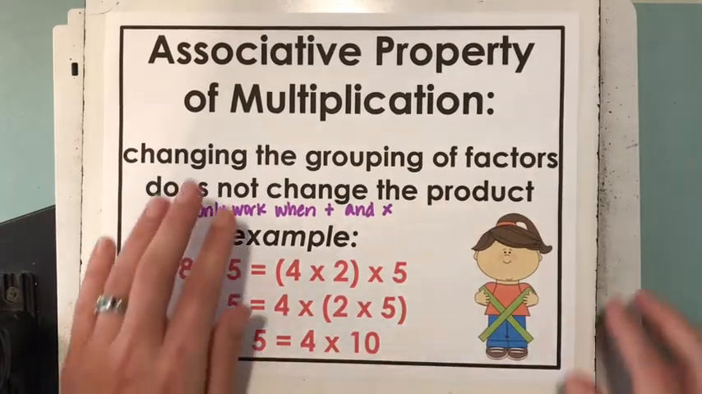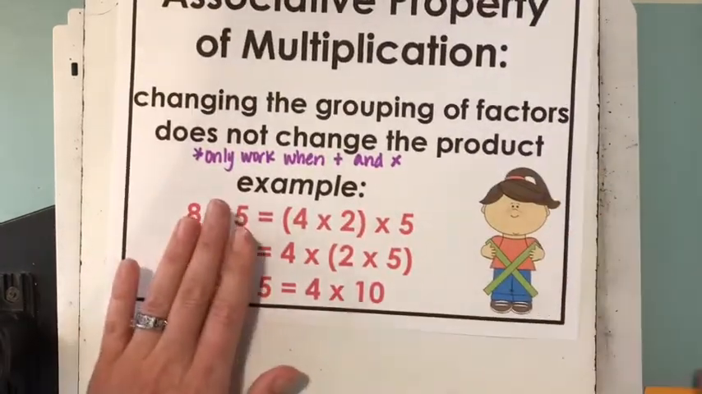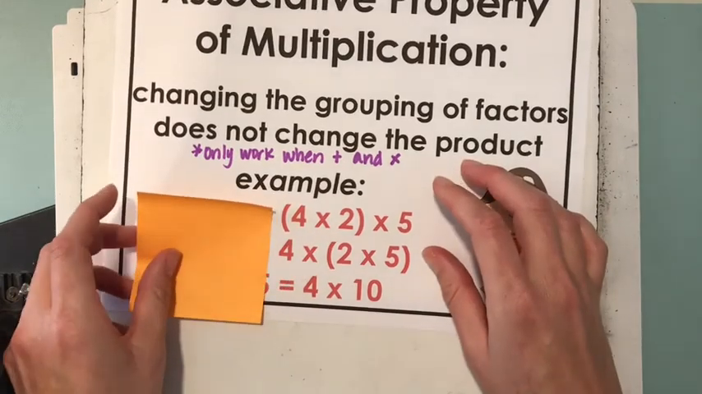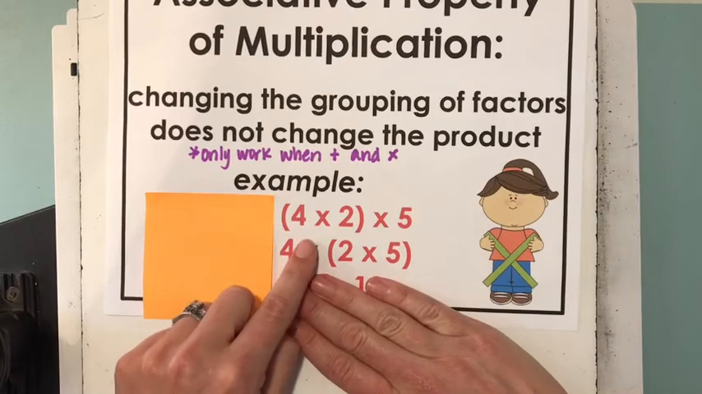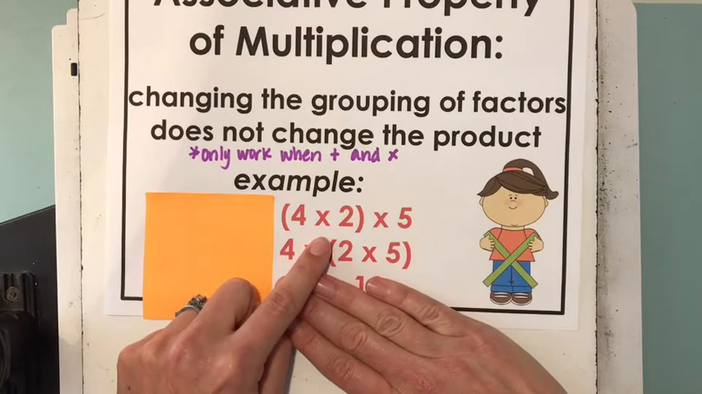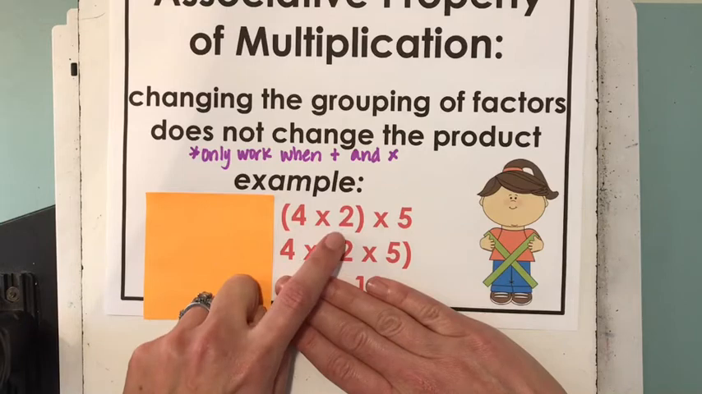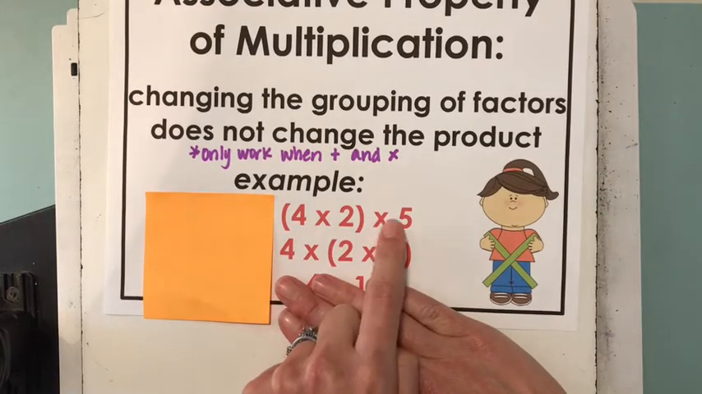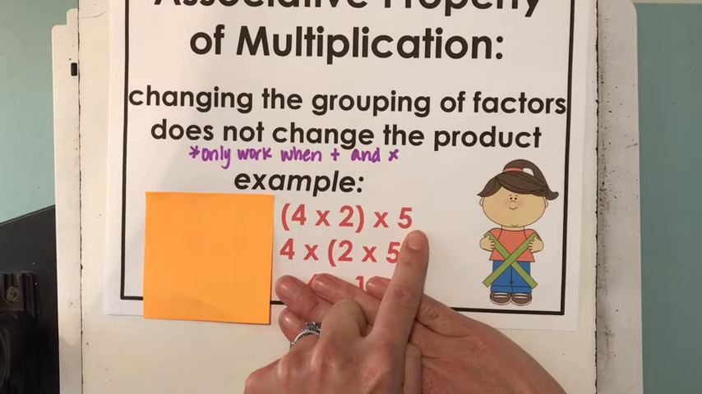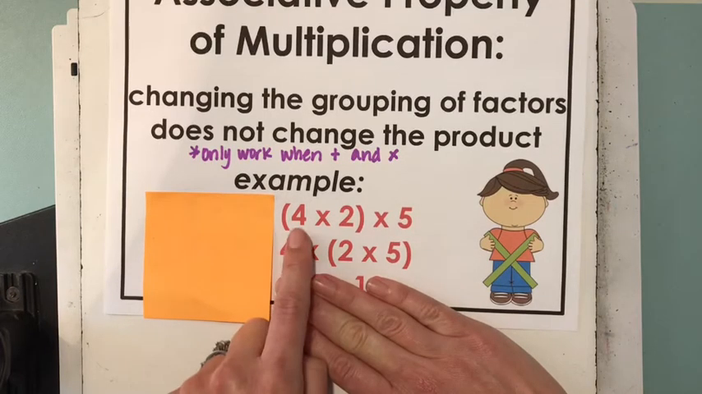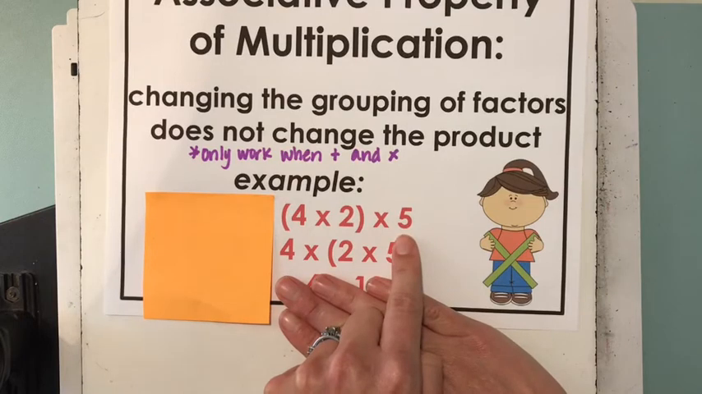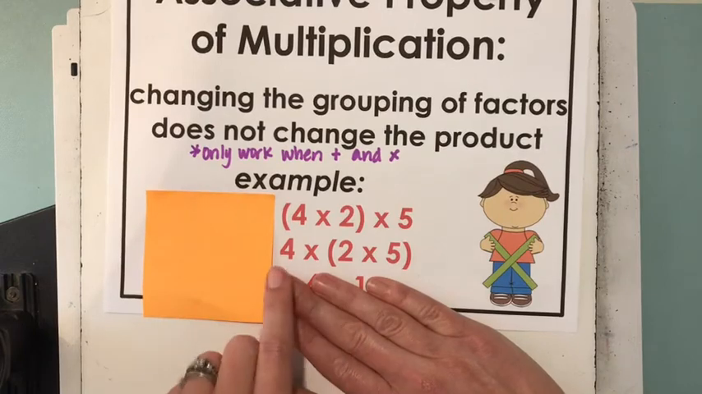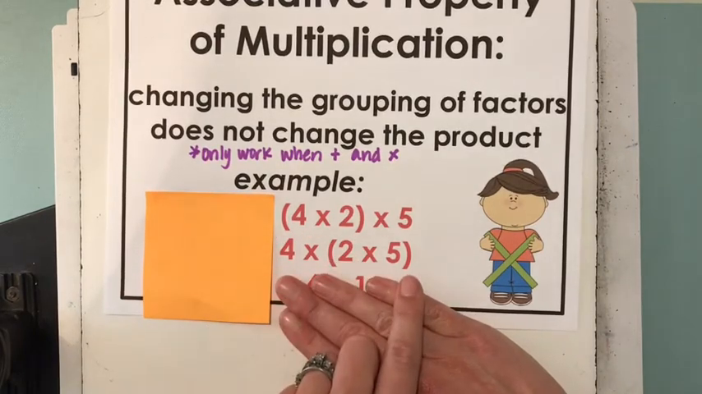So here they have an example, which I am going to cover some of up so it doesn't confuse anybody. If you have 4 times 2 in parentheses, we always do the parentheses first, and then you multiply by 5 at the end. 4 times 2 is 8, and then 8 times 5 is 40. So now we're going to move the parentheses over to the right.